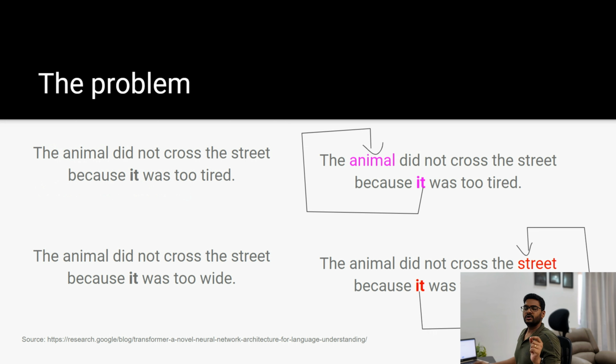Let's have another example. The animal did not cross the street because it was too tired. Now consider another statement. The animal did not cross the street because it was too wide. Now, when you give these two statements to an AI model, inherently the model has to understand what this "it" refers to. Does it refer to the animal or does it refer to the street? This is where we build the attention mechanism using transformer architecture, okay?